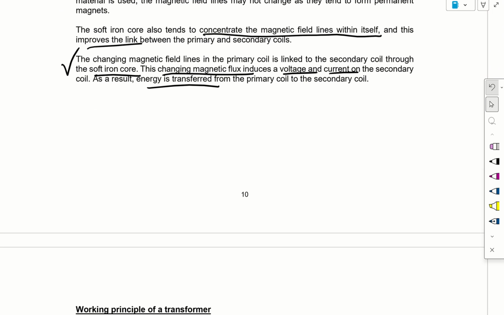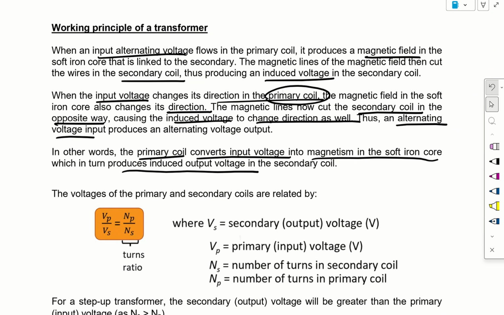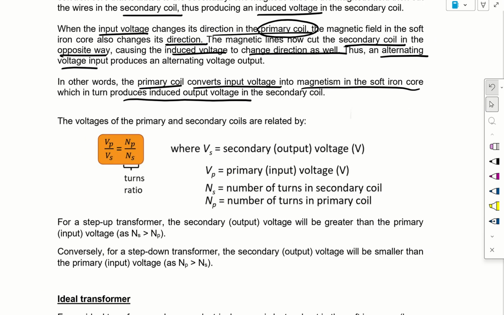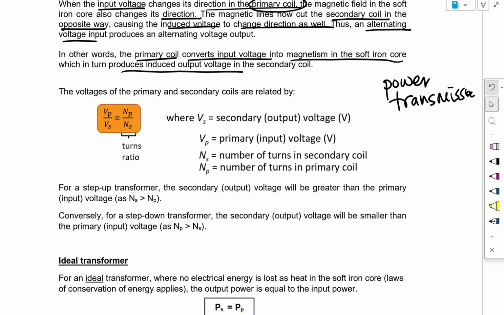But why can't we just use the generator by itself? Because sometimes we need to step up or step down the voltage. Later on this will be covered in our power transmission. But let's look at how the voltage of the primary and secondary coils are related.